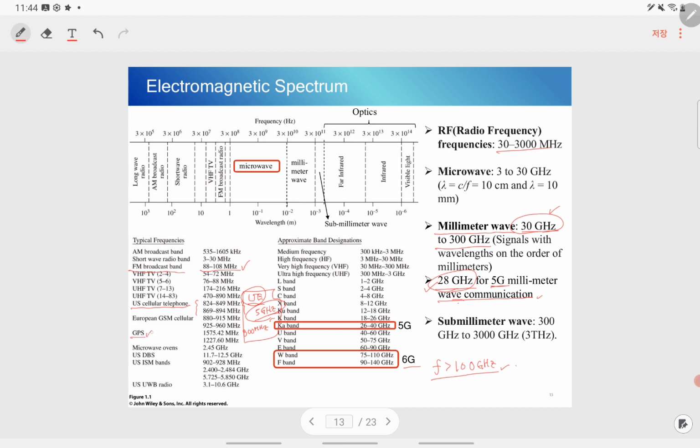And GPS, right? You use it for navigation, and the frequency is 1.2 to 1.5 gigahertz. And then in the kitchen we use a microwave oven, right? It uses 2.4 gigahertz. So this is also related to RF and microwave frequencies.